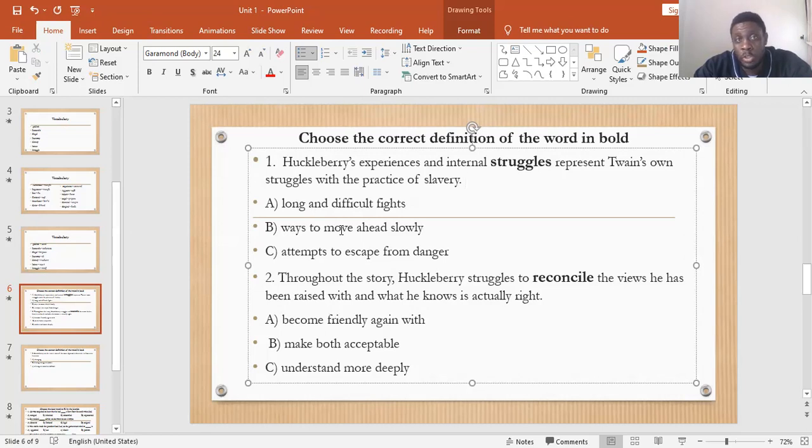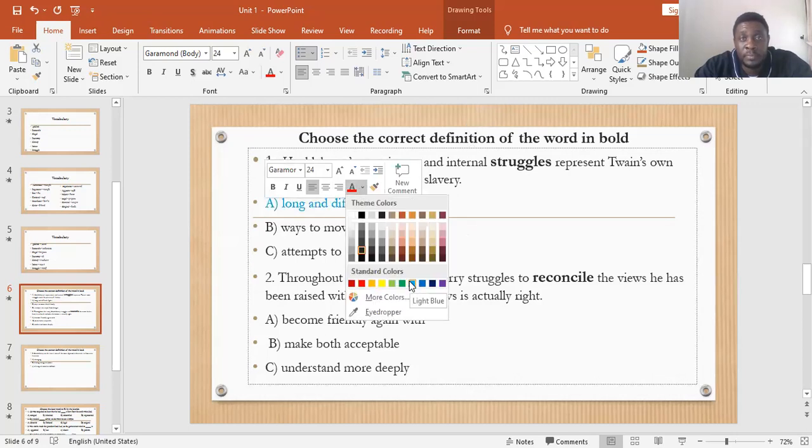Okay, so what do you think it is? Normally, all these answers mean struggles, but with this sentence, A is correct. So the correct answer for number one is A.